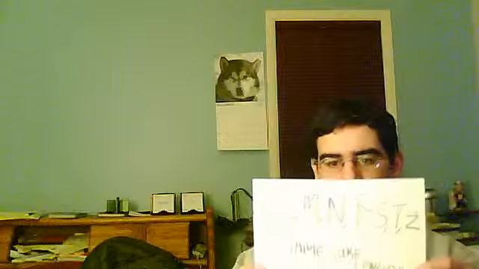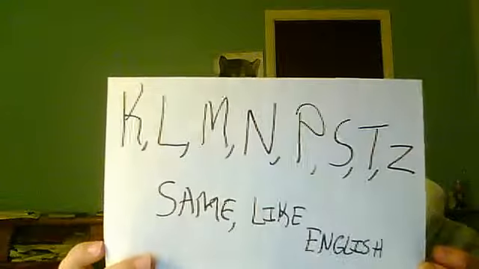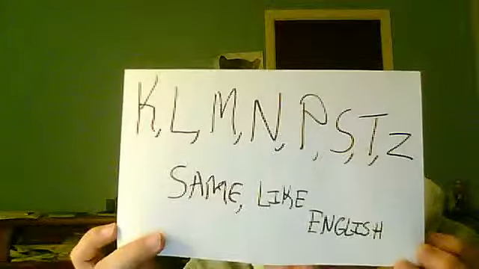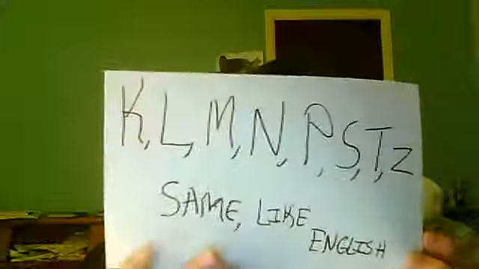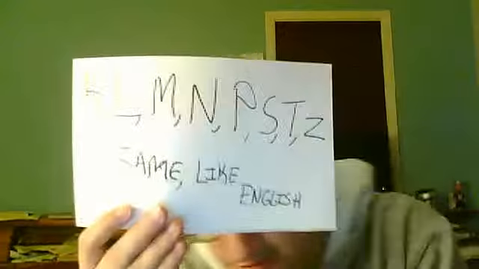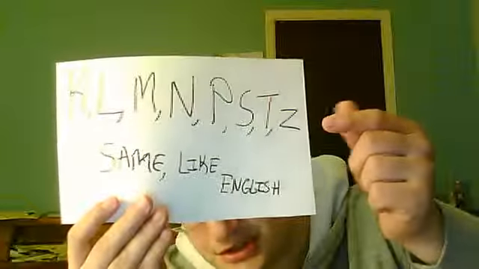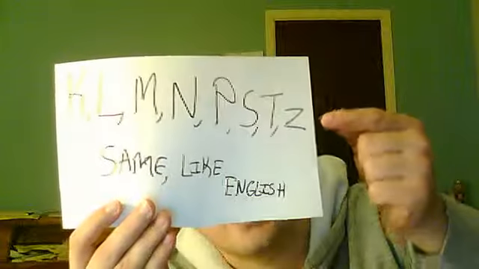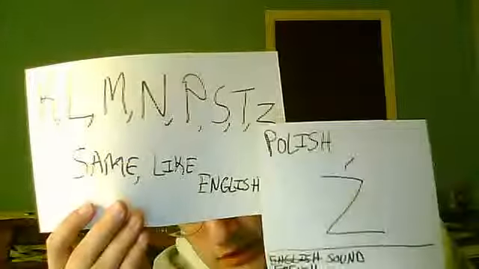And as stated before, these letters do occur in the Polish alphabet, and they are pronounced exactly like in English. This is K, L, M, N, P, S, T, and even though the Polish do have a Z like this, they do have a regular Z that is just pronounced exactly like our Z. So you have Z, and you also have J.